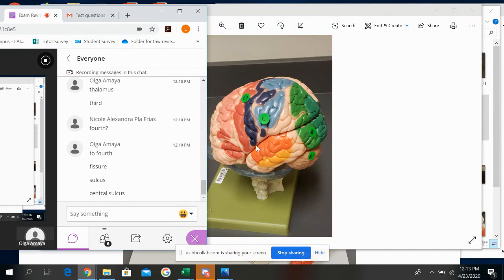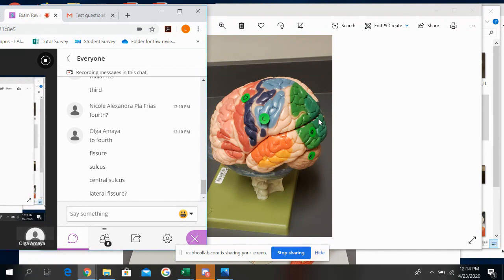What do we call this line right here? Is there a name for that line? Yeah, I think there is. The lateral fissure. Okay, so this one is the parietal occipital sulcus. Line right there. We have the central sulcus.